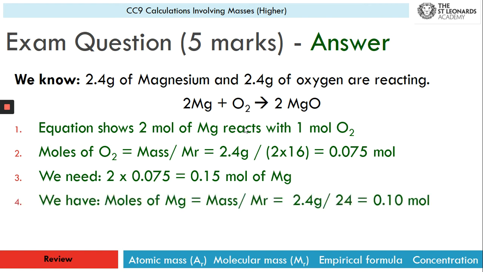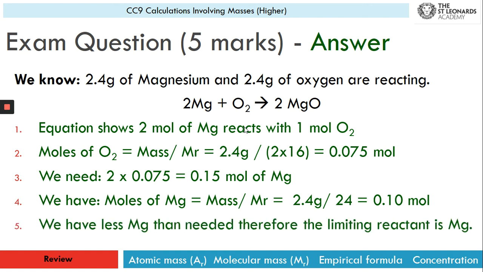Whereas what we actually have, by putting this into our formula, mass divided by Mr, 2.4 divided by 24, is 0.1 mole. Now that is less than what is needed. Okay, 0.1 is going to be less than 0.15. That means that the limiting reactant is going to be the magnesium.